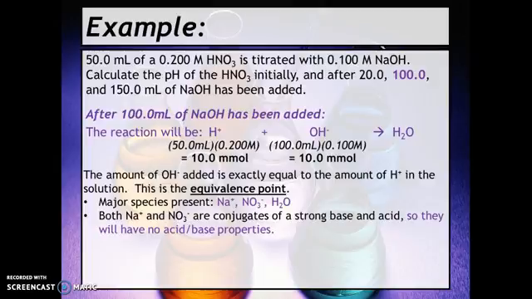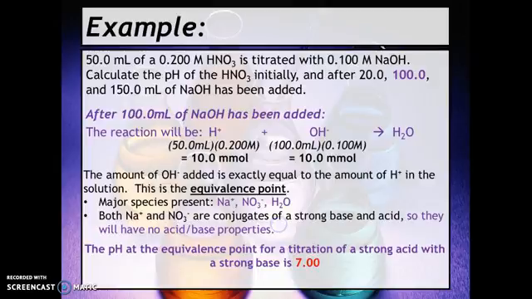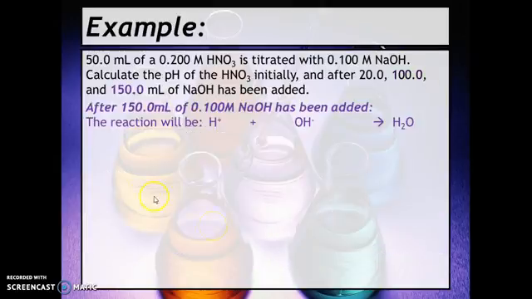So I essentially have salt water that's at a pH of 7. They don't have any acid-base properties. So every time it's a strong acid, strong base, we get a pH of 7 at our equivalence point. But we're not done. We also have our 150 mL. So now on our curve, we've gone past that middle point and we're up here at the top.